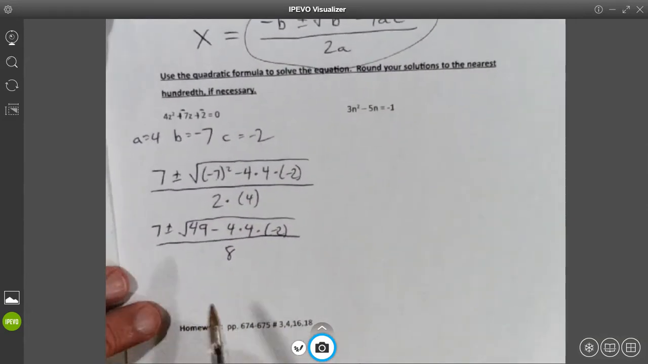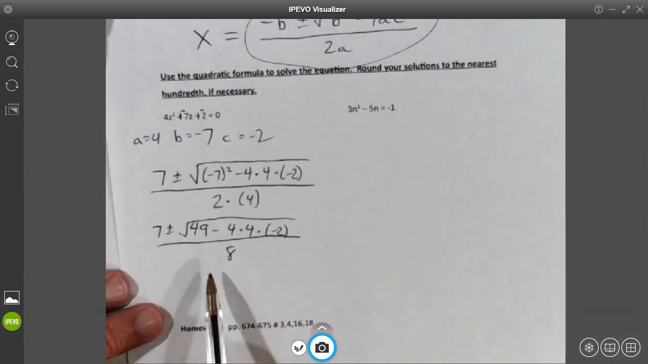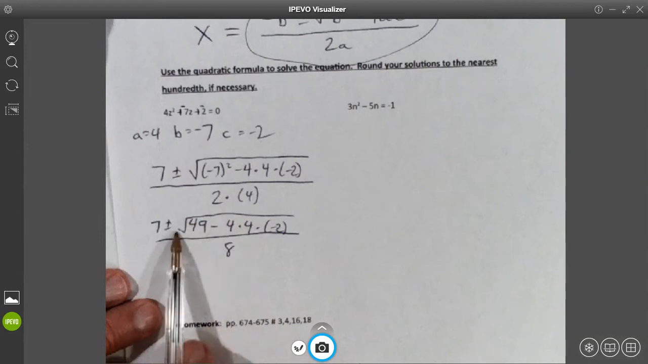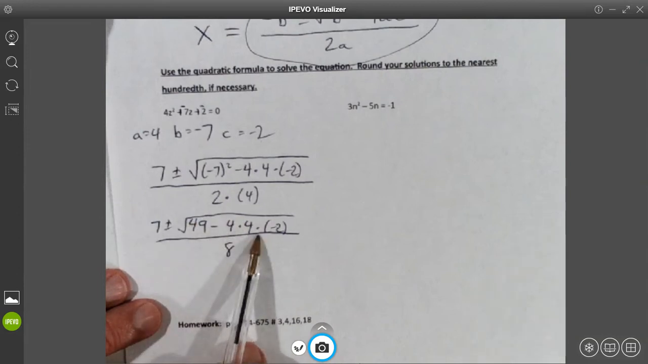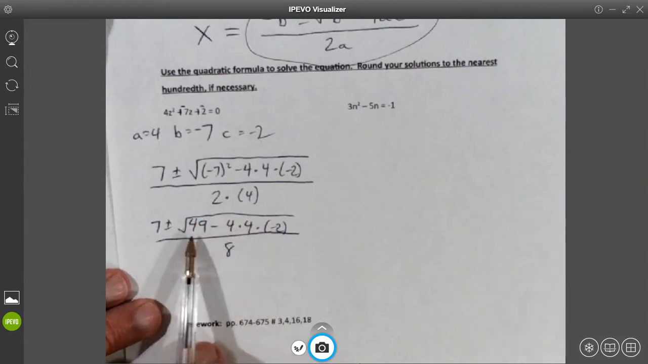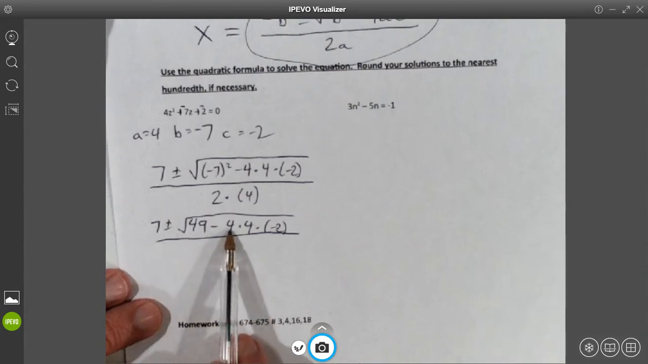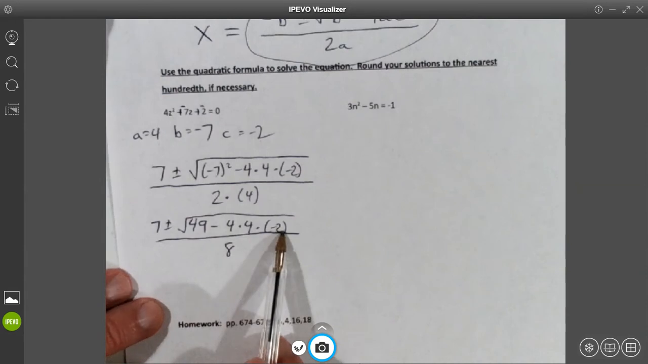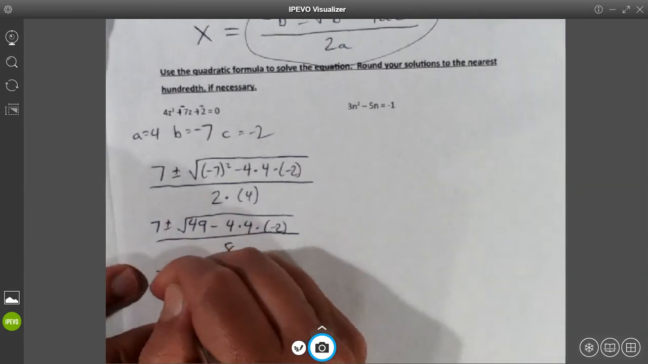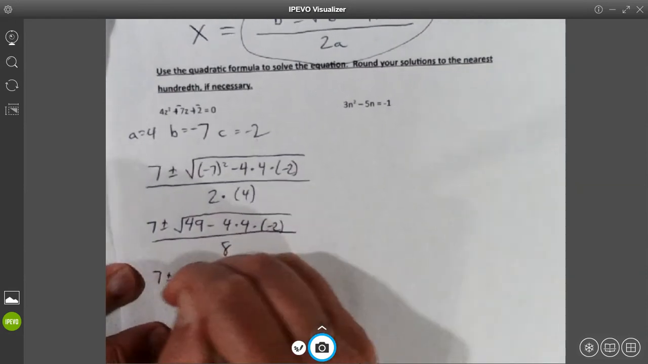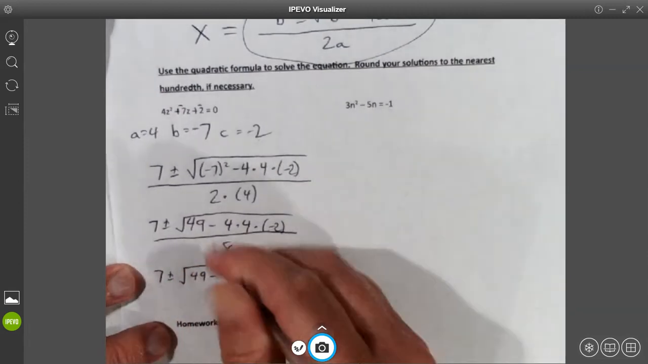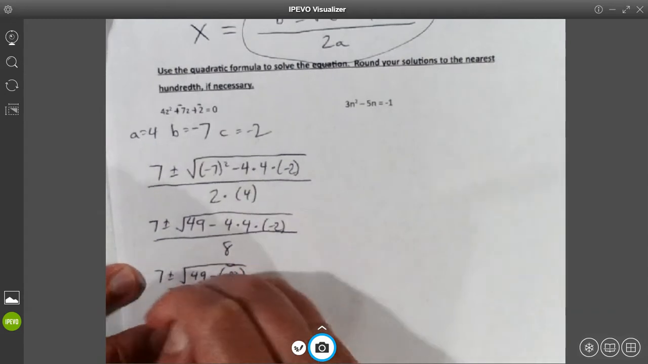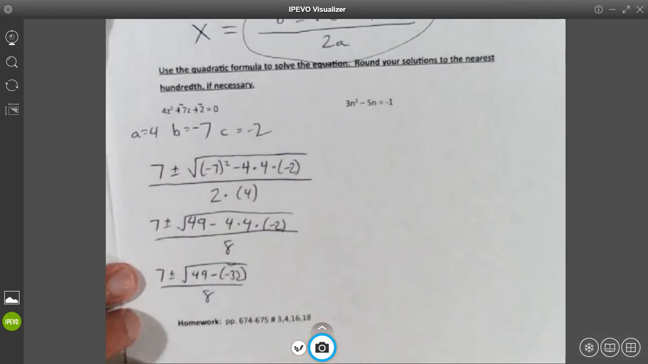Okay. Now I might run out of room here, but I'll just flip it over and do it on the back, or we'll make do with this. So I still want to work under the grouping symbol. So under this grouping symbol, I've got subtraction and I've got multiplication. Multiplication comes before subtraction, and I'm going to work left to right. So 4 times 4 is 16, times -2 is -32. All right, so I've got 7 plus or minus the square root of 49 minus, what did I say that was? -32. And it's still divided by 8.